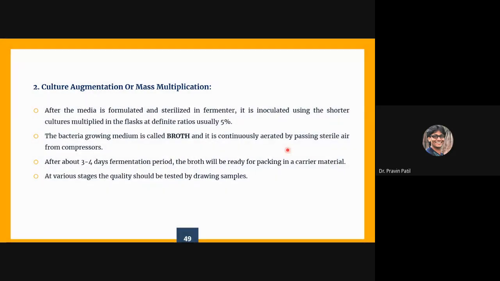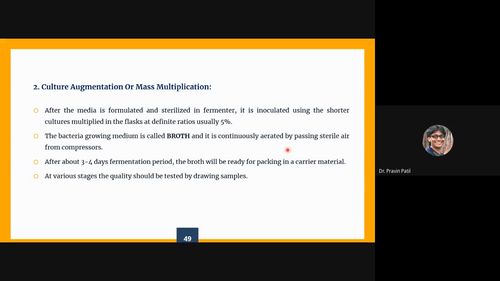Then once the media is formulated and sterilized, it is inoculated using the shorter cultures multiplied in the flask. So now we have the culture, now we have the microbe, now we have the optimized media, now we have to mass culture, right? Multiple batches. This bacterial growth medium is called broth, and this broth is then multiply cultivated or subcultured in several flasks, so we can have a mass culture. After about 3 to 4 days of fermentation period, the broth will be ready for packing in a carrier material.